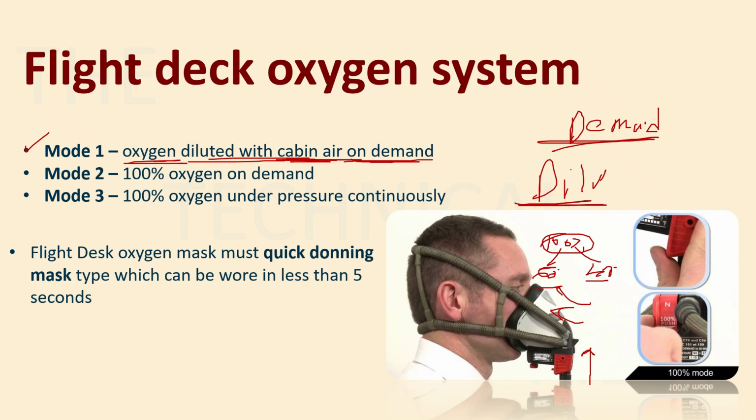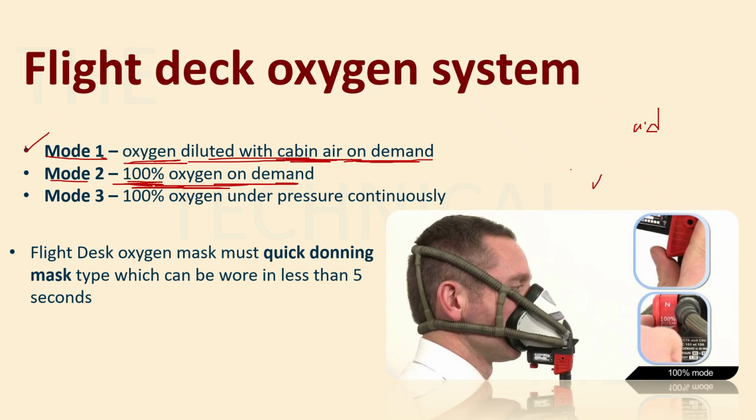So this is your mode 1, and your mode 2 will be 100% oxygen on demand. This might be used in case of, for example, cabin smoke. There is smoke in the cabin, so you cannot use the cabin air to dilute it, right? So your mode 2 is your 100% oxygen on demand. As the pilot inhales, the oxygen will be coming in from here, but this time it will be 100% oxygen.